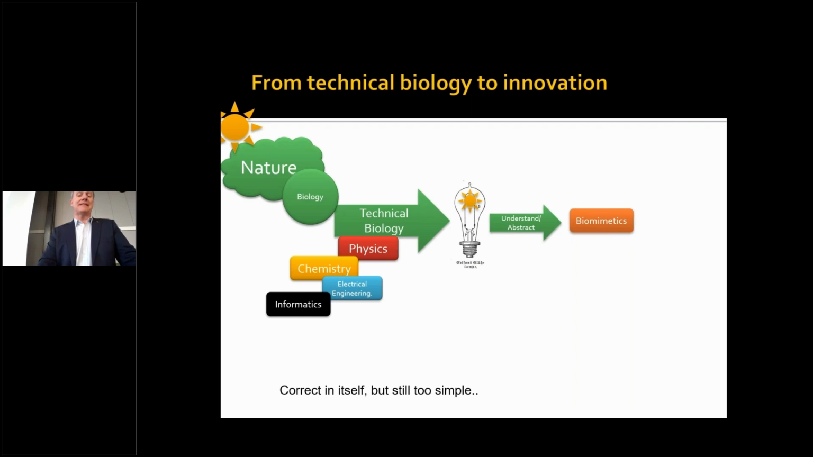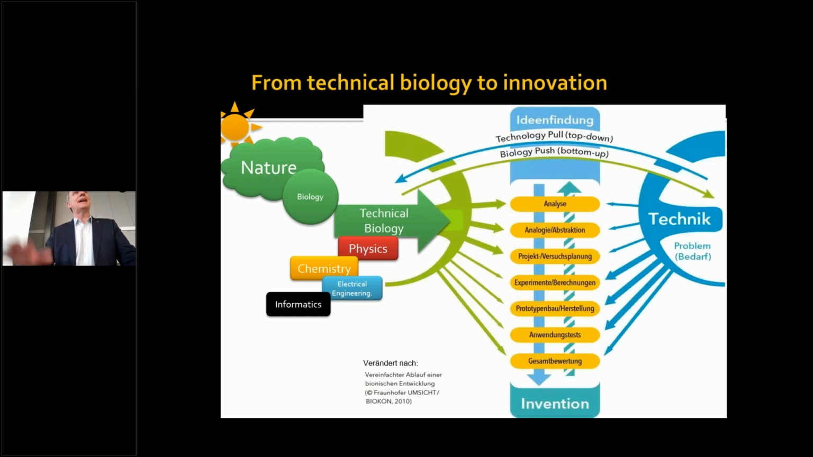By the way, Edison said, okay, I found a way to produce light, but I found at least 150 ways to not produce light. Just to keep that in mind. It's also correct in itself, but still too simple. It looks a little bit more like this. You have the technicians or the engineers on the one hand. They can do some technology pull and ask, so you're a biologist, how does nature store or collect water, for example?